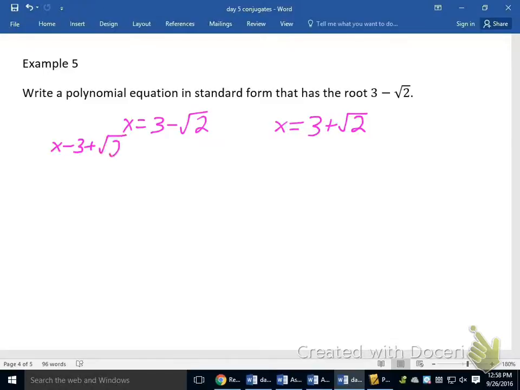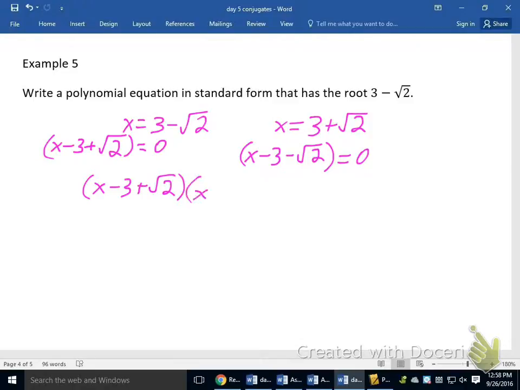So this factor would be x minus 3 plus the root of 2 to get it equal to 0. I subtracted 3 and I added root 2 over. Over here I'll subtract the 3 and I will subtract root 2. So x minus 3 minus root 2 is my other factor. And what do factors do together but multiply? So x minus 3 plus the root of 2 times x minus 3 minus the root of 2 are going to multiply together, and this will give us our equation.